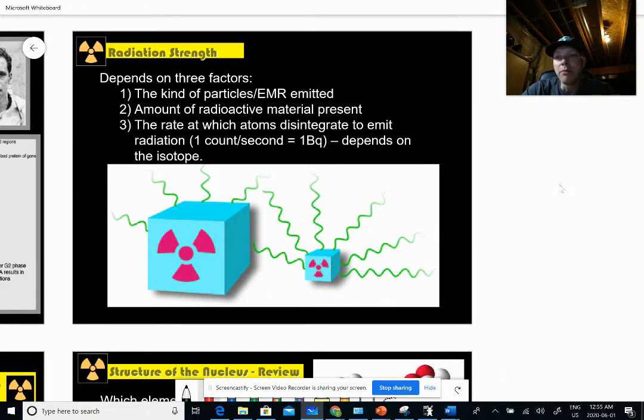One of the curriculum objectives that you're tested on in this section is comparing two radioactive sources and saying which one is more dangerous, right? We talk about that in the next few lessons. We're not going to get to all of them, but essentially it's pretty straightforward, right? It depends on the kind of particles that are emitted. It depends on the amount, and it depends on the rate at which it's decomposing. Something that decomposes very quickly is more dangerous than something that decomposes over a long period of time, right?